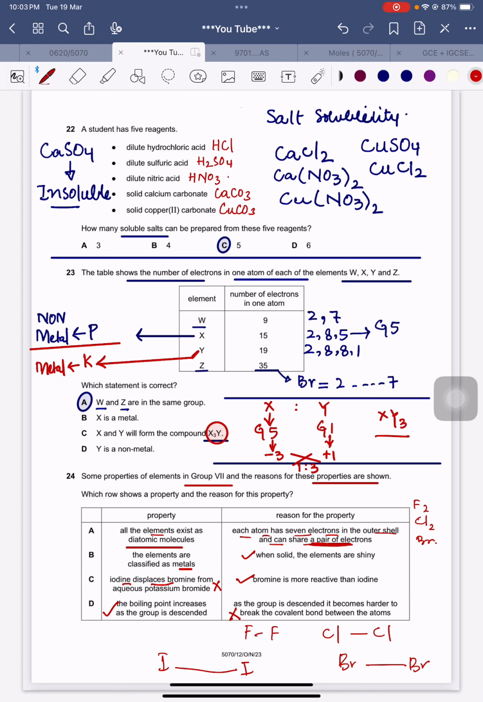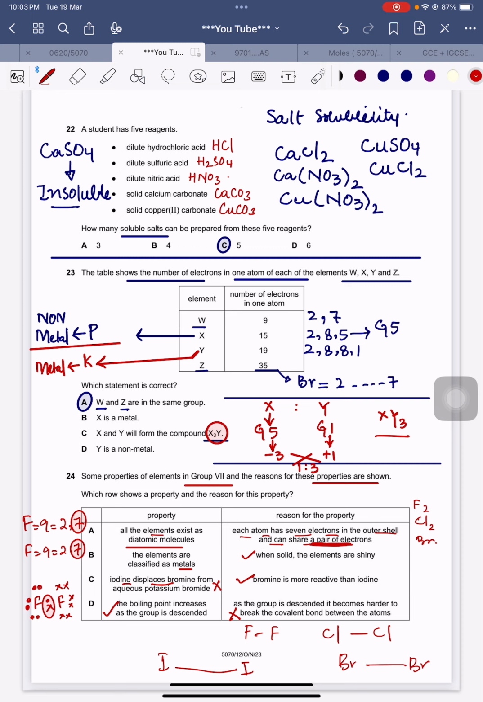Let's write this down. For example, this is F. I am writing it here: 9, 2 and 7, and this is again 9, 2 and 7. So each of the fluorine atoms is going to share one electron with each other. So overall this is like this. So there will be a total of one pair of electrons, one electron from one partner, whereas the other electron from the other partner.